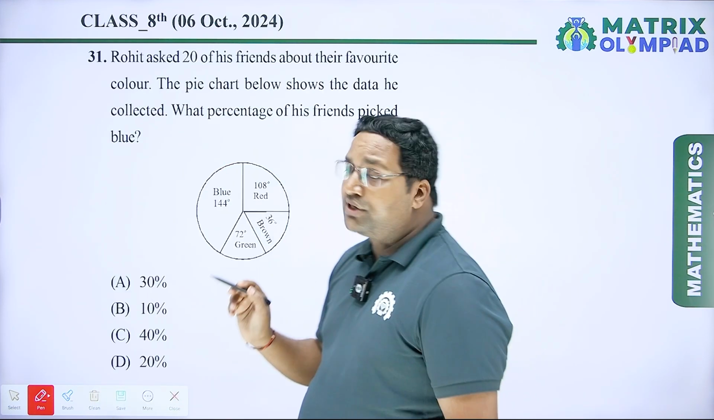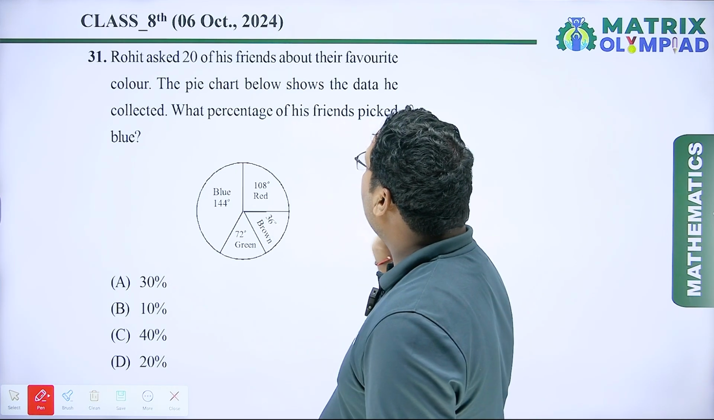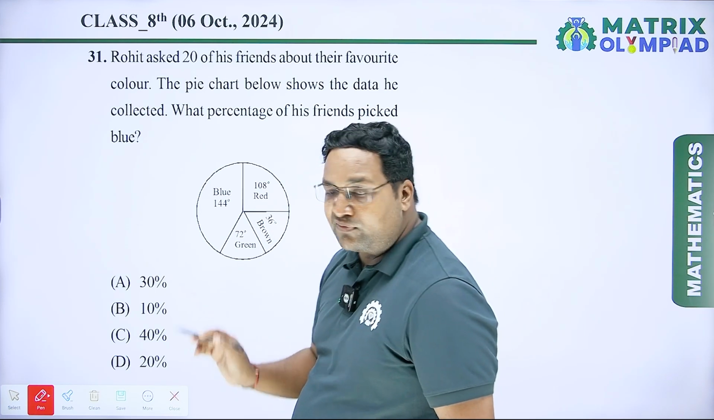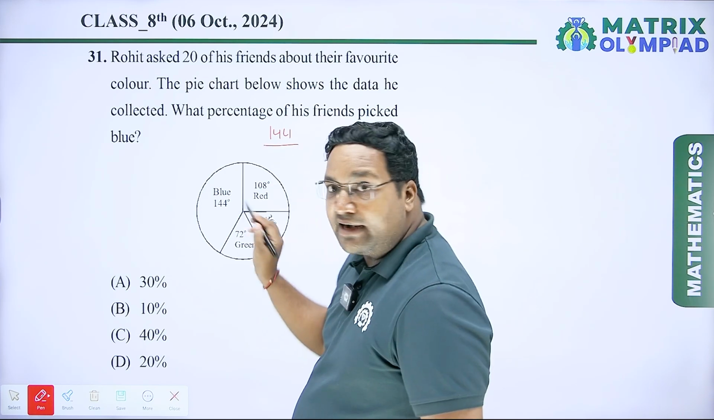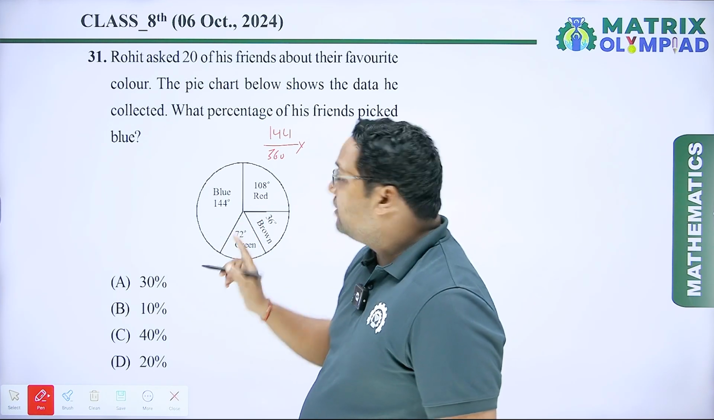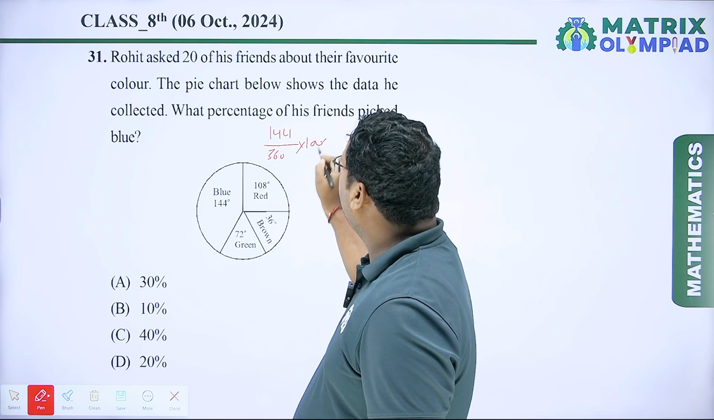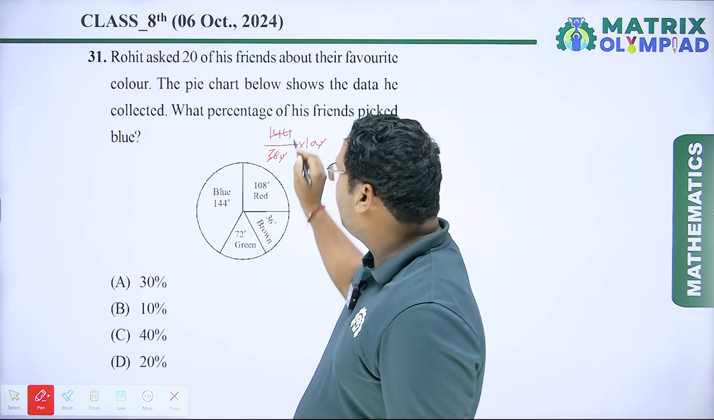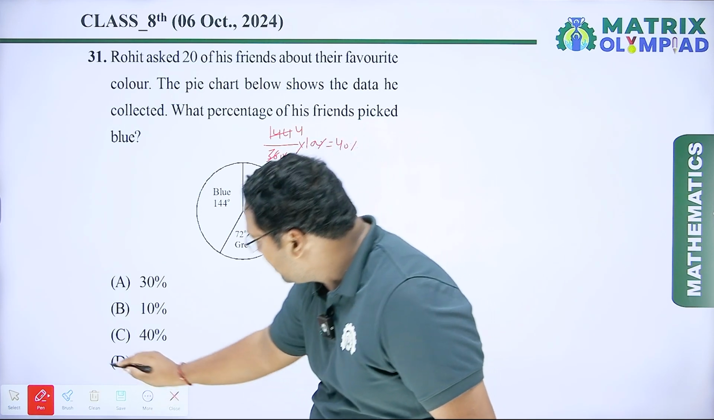Next question is, Rohit asked 20 of his friends about their favorite color. The pie chart below shows the data he collected. What percentage of his friends picked blue? So for blue, the angle is given as 144 degrees and the total central angle is 360 degrees, and we have to find out the percentage of this blue part. So we have to calculate 144 upon 360 into 100. The 0 cancels out with this 0. 144 divided by 36 is 4 and 4 into 10 is 40. So this part is 40%. So the correct option is C.